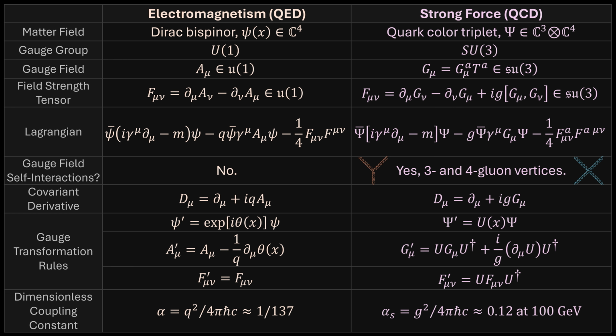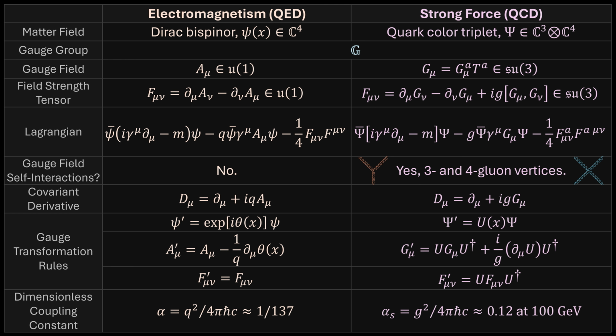Well, first of all, if you look at the gauge group, for electromagnetism we have U1, and for the strong force we have SU3. Now those are different things, but in both cases we have a compact Lie group. So both electromagnetism and the strong force blossom from a compact Lie group that we might as well call G.